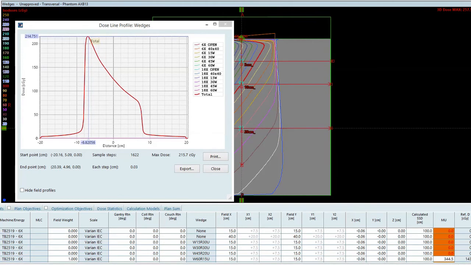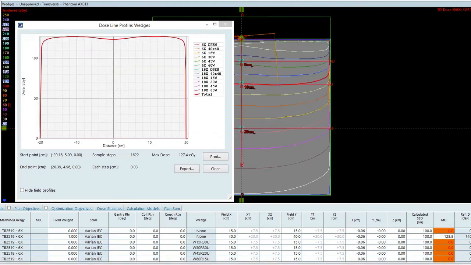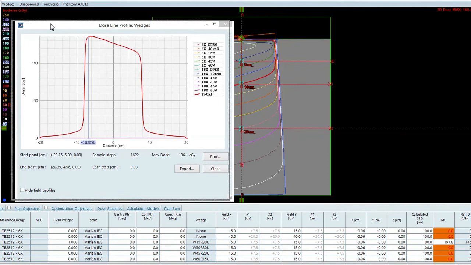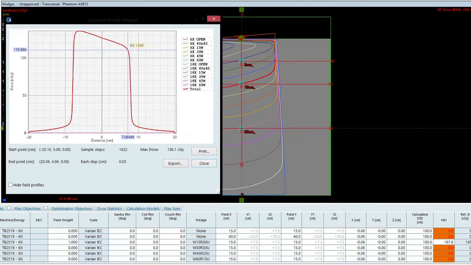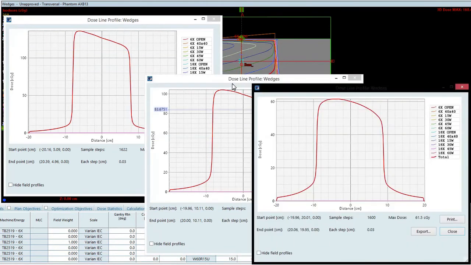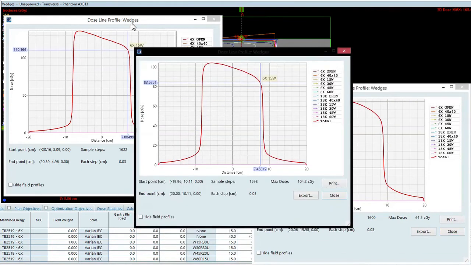Let me go back to 15. Sorry, that was open. So this is 15 wedge, 5 centimeters deep. This profile is 15 wedge, 10 centimeters deep. And this profile is 15 wedge, 20 centimeters deep.